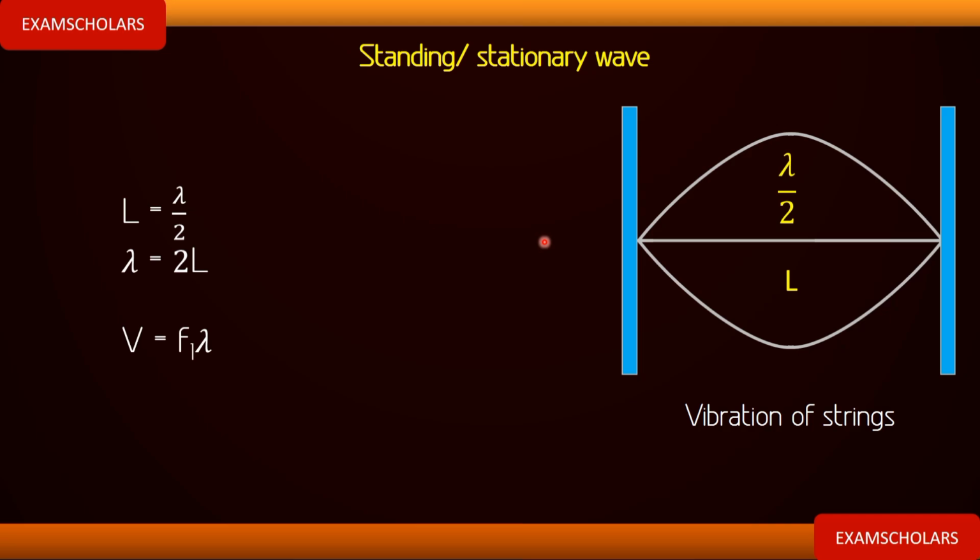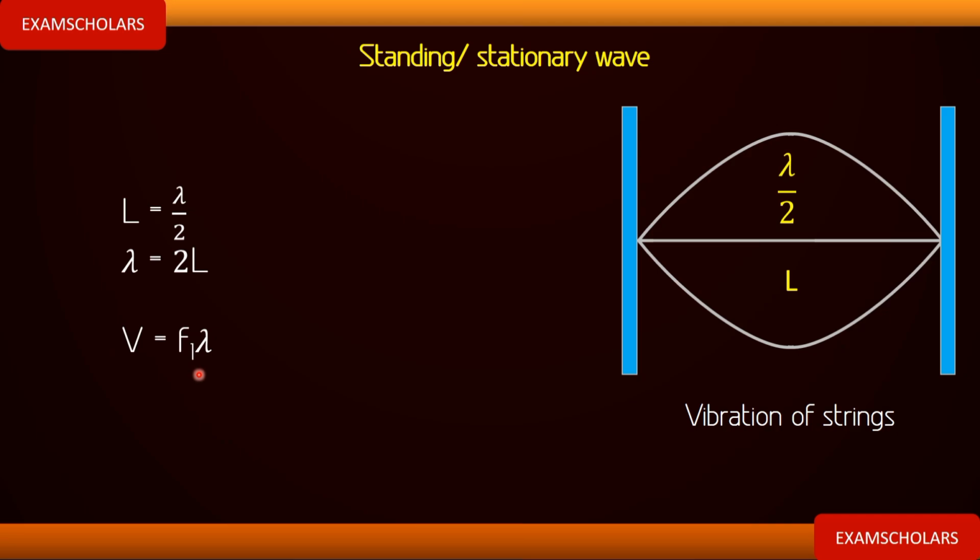Now, let's call the first pattern that is formed fundamental tone. The sound that you are going to hear when you pluck this string, let's call it fundamental tone. Okay? Now, that sound is going to have a frequency. The frequency, we call it fundamental frequency. So which means that V, the speed of the sound that you are going to hear, will be equal to what? The frequency of the sound multiplied by the wavelength. So that is what we have here.